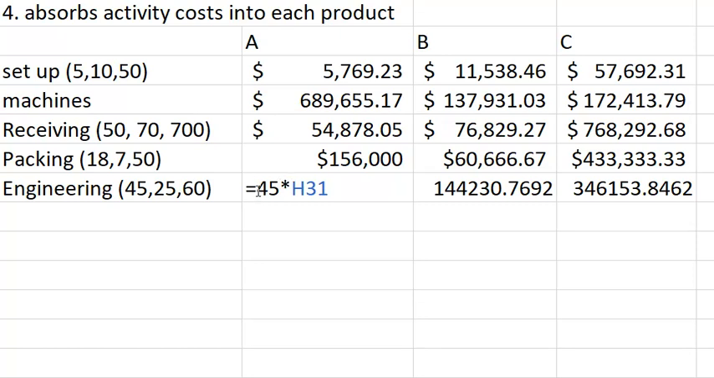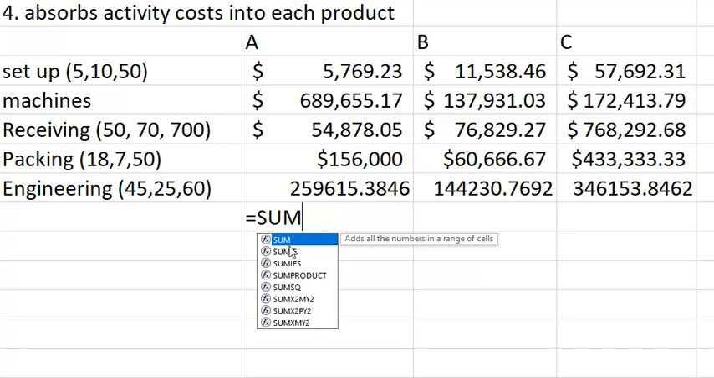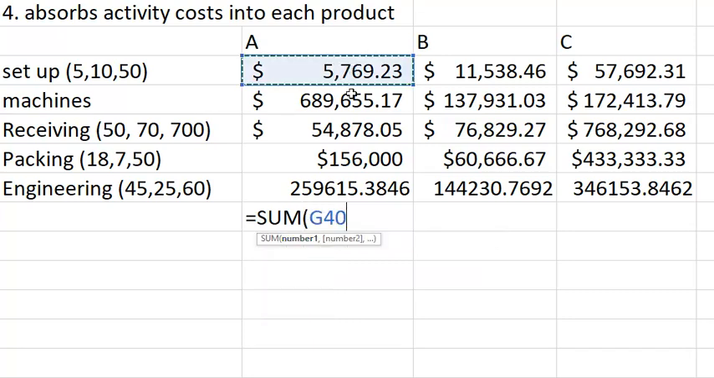Let me put a dollar sign, rather half. Okay, so let's sum up. So we need to total this.